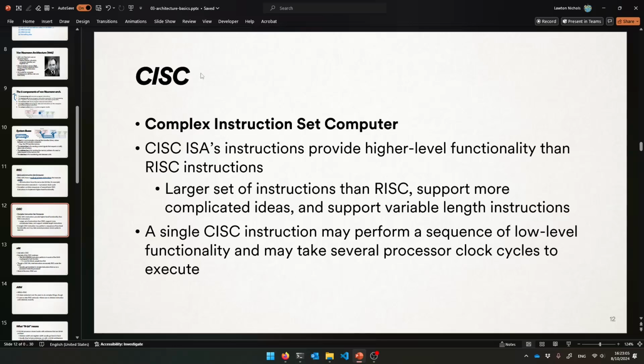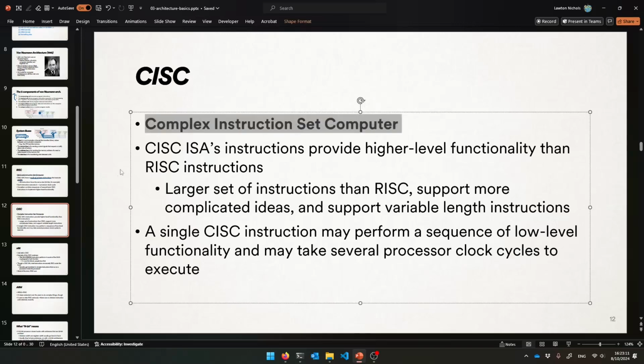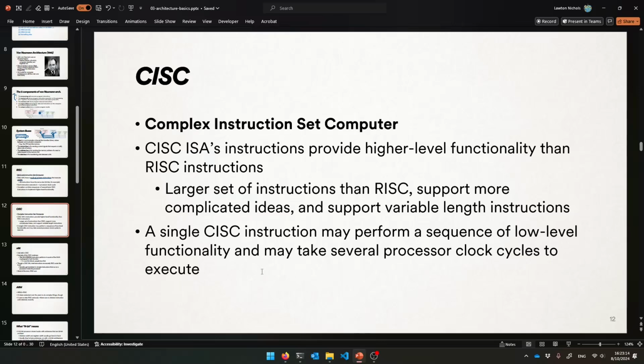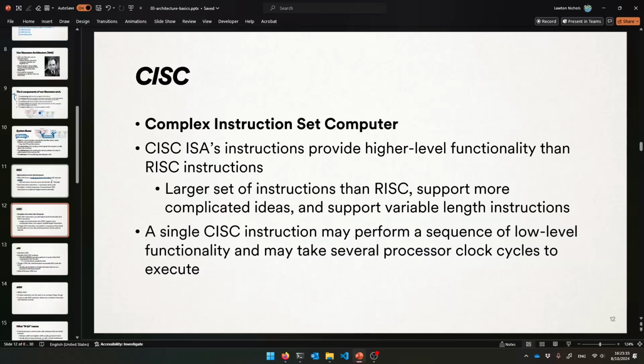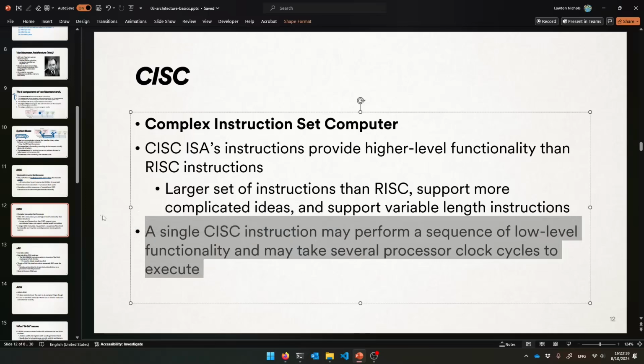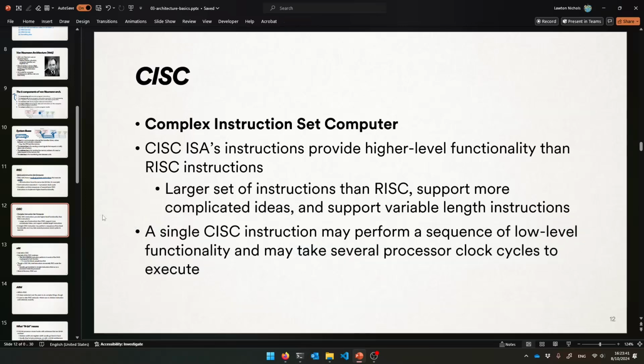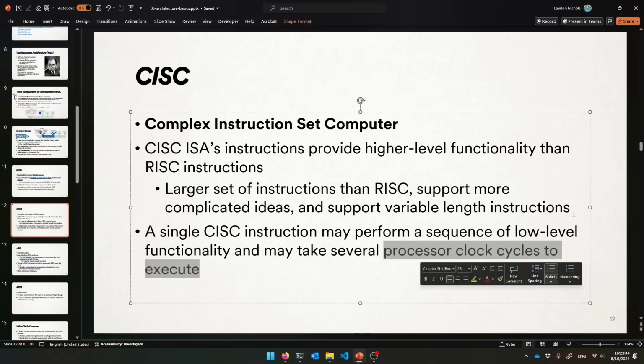Unfortunately, the Intel architecture, x86 for example, is a CISC architecture. It's very complicated, and so aren't you happy that we're using ARM instead this semester? A good example is a single CISC instruction. Essentially it performs a sequence of low-level things, more than one basic instruction, and it may take a bunch of processor clock cycles to execute. So instead of doing one thing and doing it fast, we're doing a bunch of things, and we're trying to do it fast as well, but it may take some time because it's more complicated.